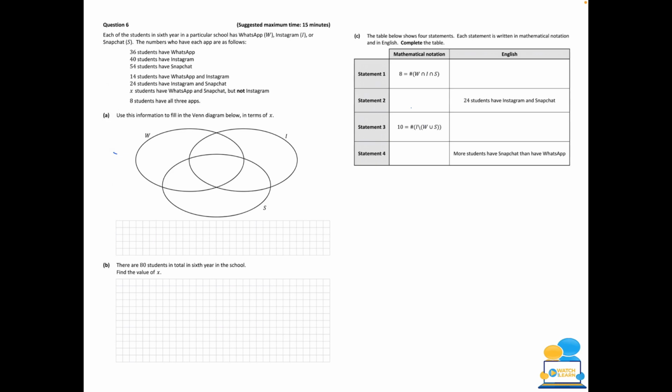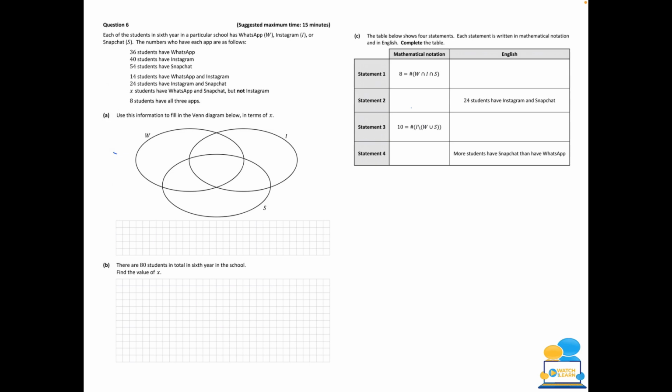So each of the students in 6th year in a particular school has WhatsApp, Instagram or Snapchat. The number who have each app are as follows. So 36 students have WhatsApp. Now that doesn't mean they only have WhatsApp, they may also have Instagram and Snapchat. 40 students have Instagram and 54 students have Snapchat.